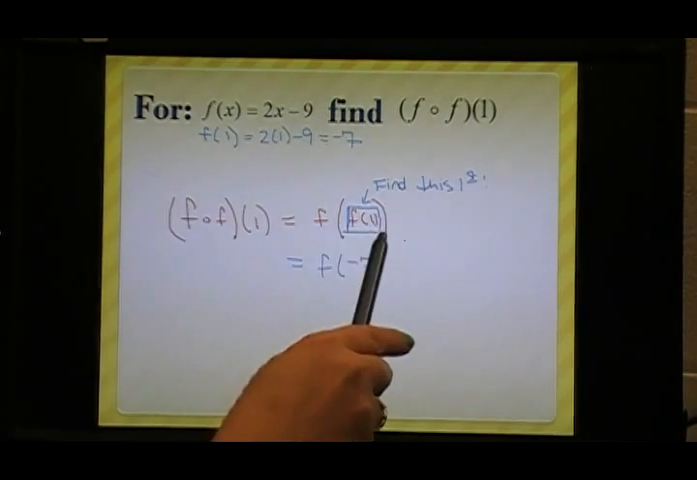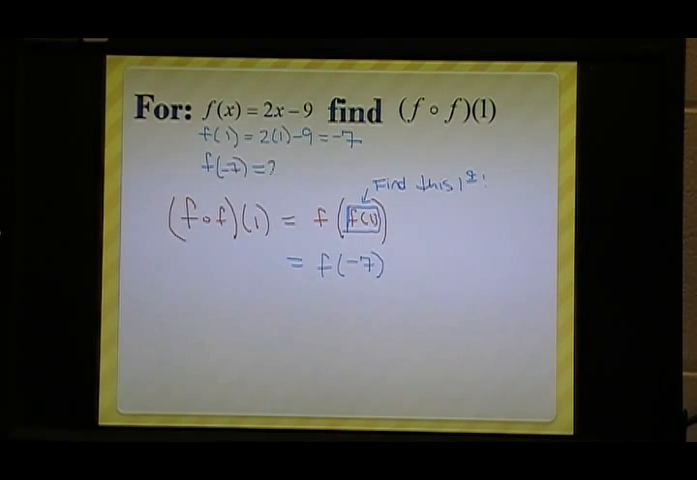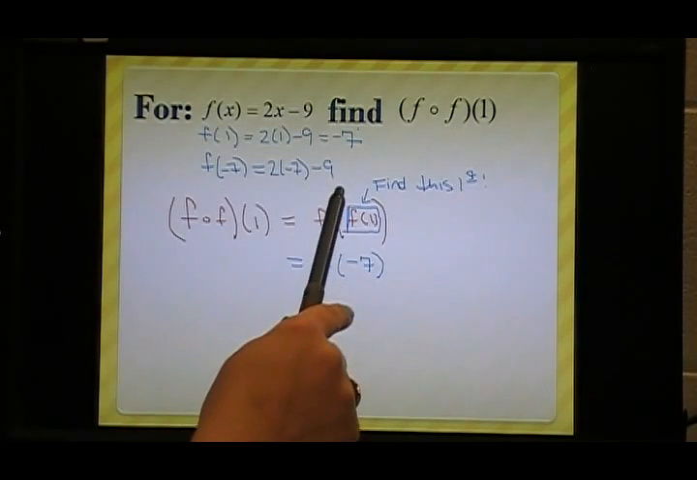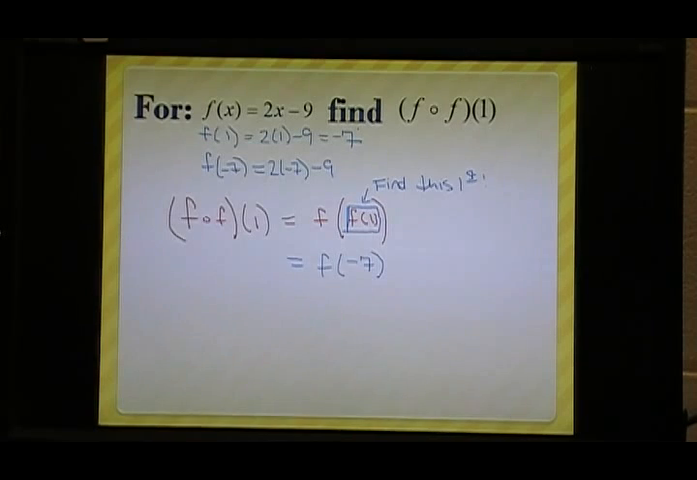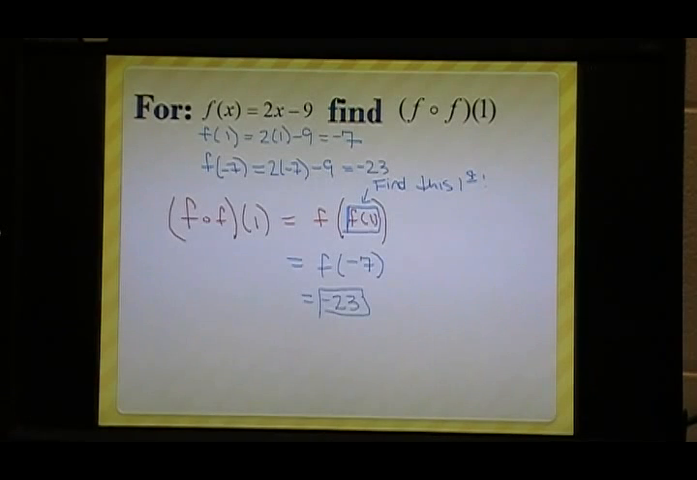Okay, I just replaced f of 1 with negative 7, and now I need to find the value for f of negative 7. So f of negative 7 is 2 times negative 7 minus 9. So we've got negative 14 minus 9, which is negative 23. So f of negative 7 is negative 23. Or f of 1, I get negative 23. Okay?